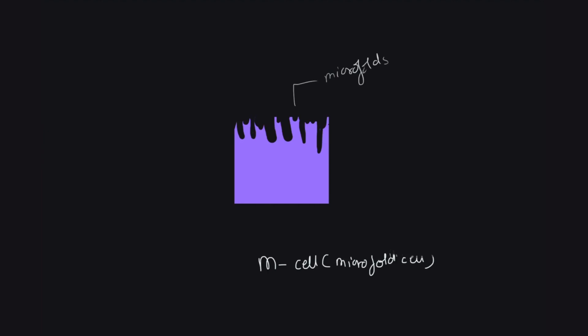Now, what do these invaginations do? They have the ability of taking in antigens that are found inside the lumen of the intestinal tract, and transporting these antigens into the lymphocytes that are found inside them.